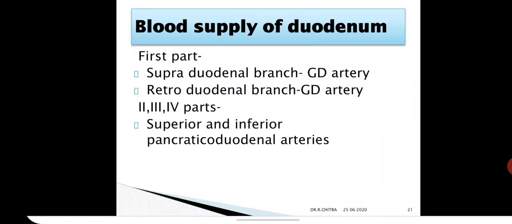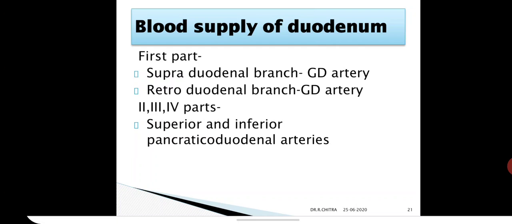Blood supply of the duodenum. First part is having separate blood supply and other parts are having the same blood supply. What are the first part of the duodenum? Supraduodenal branch and retroduodenal branch, which are the branches of gastroduodenal artery. As we told, these are the end arteries. So supraduodenal branch of gastroduodenal artery will be sometimes called artery of Wilkie, and retroduodenal branch of gastroduodenal artery supplies a part of the posterior surface.